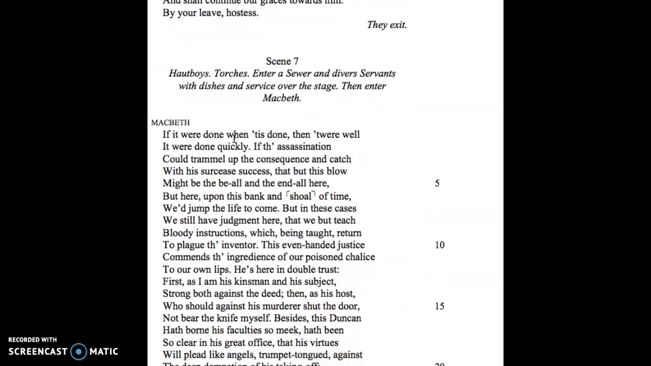And in scene 7, Macbeth thinks to himself, geez, if I'm going to do this, I should do it quickly, which means fast, but also means soon. And to trammel up something means to catch it in a trap. A trammel is a special kind of bird trap. And in his case, he wants to trammel up consequences. He wants to catch consequences so he doesn't have to suffer consequences. And he wants to end it all here.